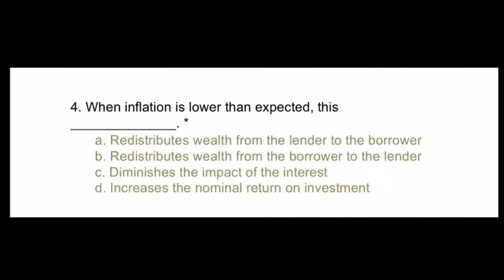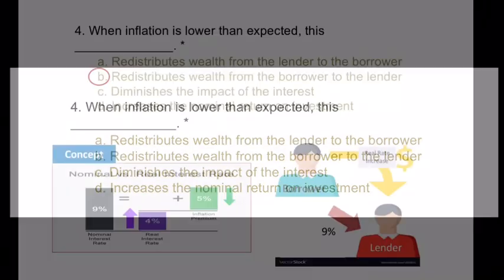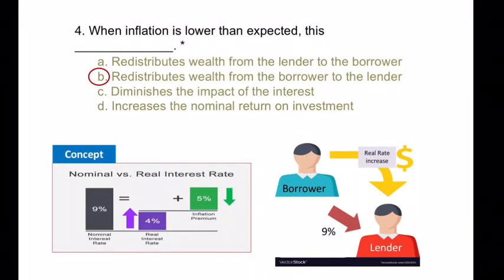Question number 4. Explain from the picture. The borrower has to pay 9% to the lender, no matter whether the inflation rate increases or decreases. For this problem, the inflation rate is decreasing. On the other hand, the real rate is increasing. Therefore, wealth transfers from borrower to lender.